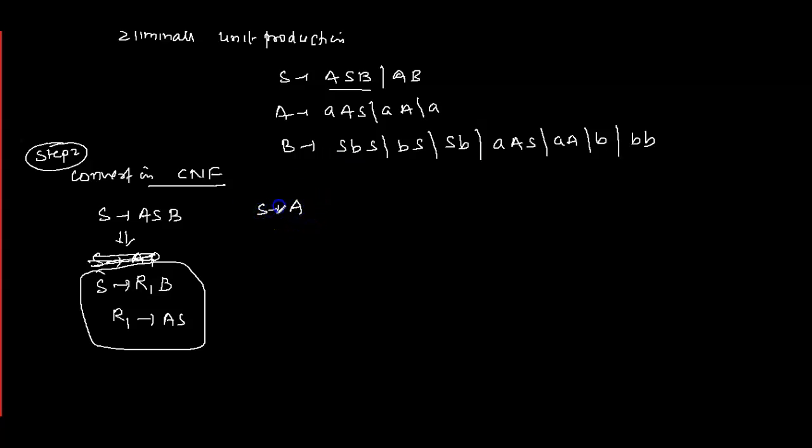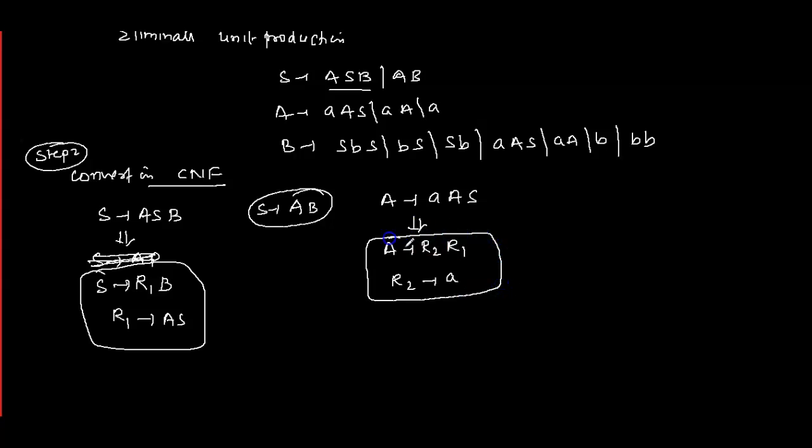S derives AB is already in the form of CNF, no need to do anything. A derives AA and S. So this one, because of that only I did here. I can consider small a as R2, and this is AS, already considered as R1. So R2 is equal to small a only. So this is already in the form of CNF. This one I consider as R2, and this is already R1, right?